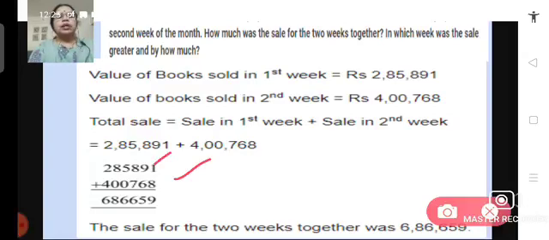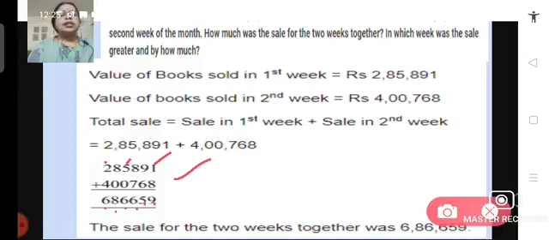8 plus 1 gives us 9. Then in tens place, 9 plus 6 gives us 15. Carry 1. 1 plus 8 plus 7 gives us 16. So we get 16 and carry over 1 here. Then 1 plus 5 gives us 6. 8 plus 0 is 8 and 2 plus 4 gives us 6.